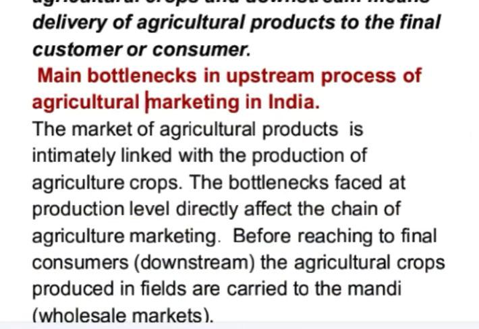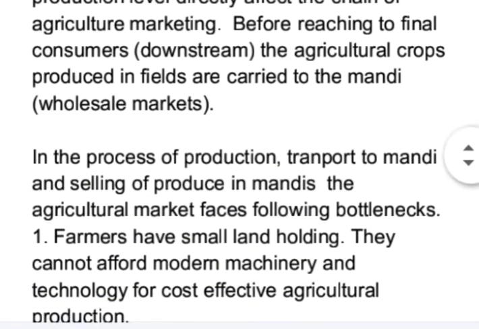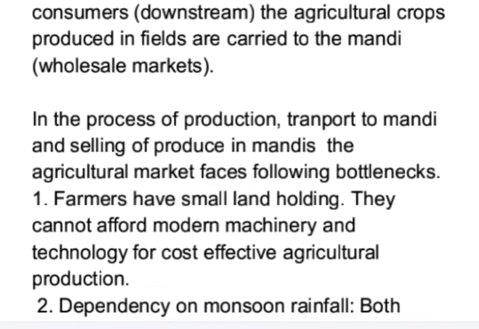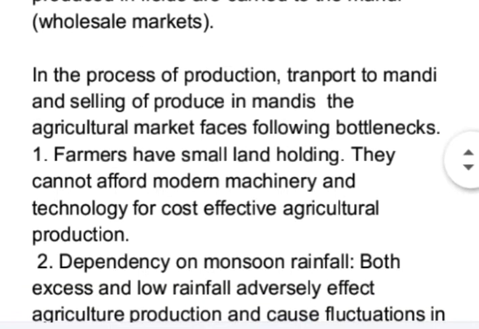The market of agricultural products is intimately linked with the production of agricultural crops. The bottlenecks faced at production level directly affect the chain of agriculture marketing. Before reaching the final consumers, the agricultural crops produced in fields are carried to the mandis, that is the wholesale markets. In the process of production, transport to mandis, and selling of produce in mandis, the agricultural market faces the following bottlenecks. First one is that the farmers in India have small land holdings. They cannot afford modern machinery and technology for cost effective agricultural production.